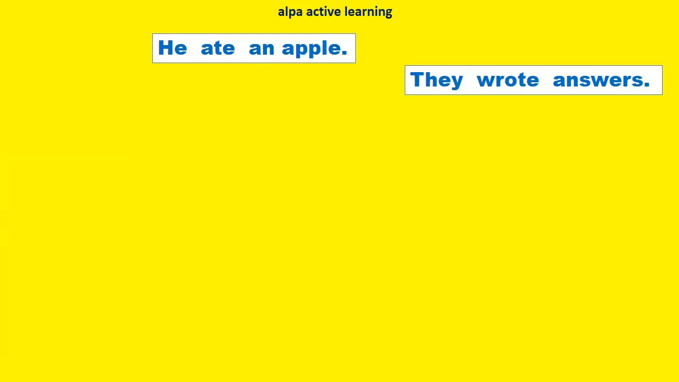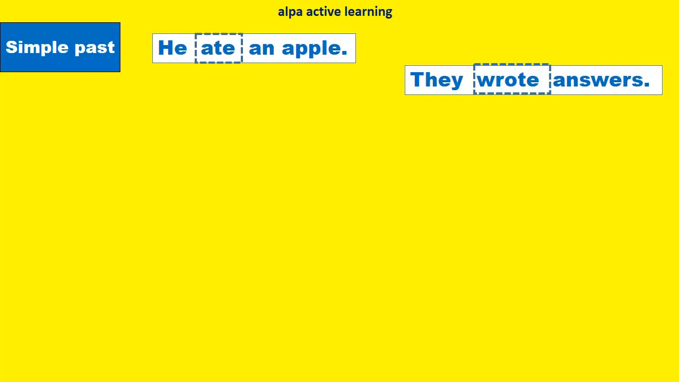They wrote answers. Okay, tell me. Yes, it's a past tense, simple past tense. So first I will find out the base form. My verb is ate, so base form is eat, I know. Here the verb is wrote, so base form is write. So immediately in your mind say eat, ate, eaten, write, wrote, written.